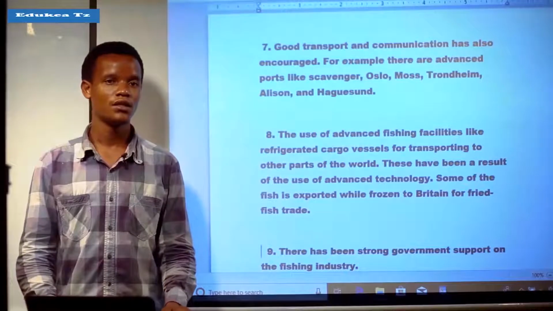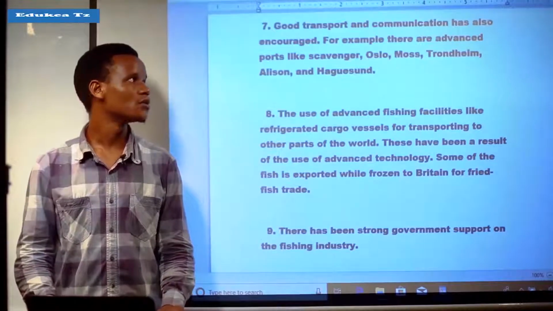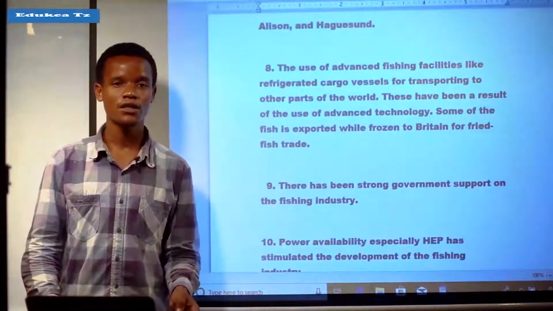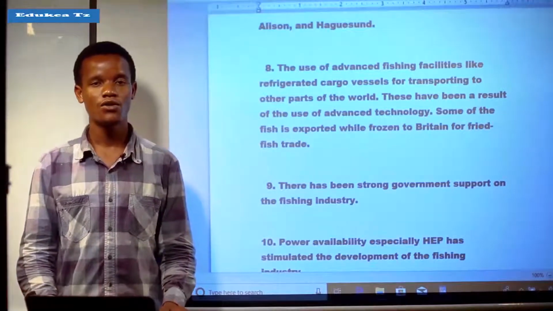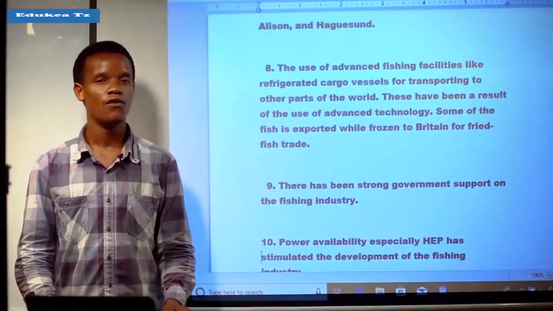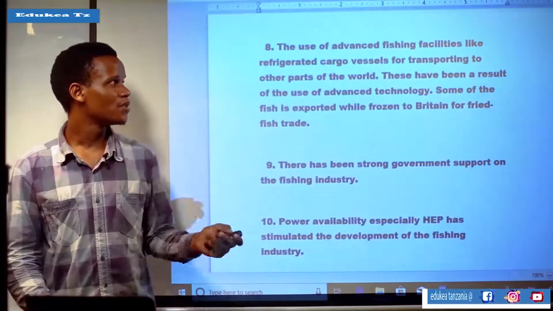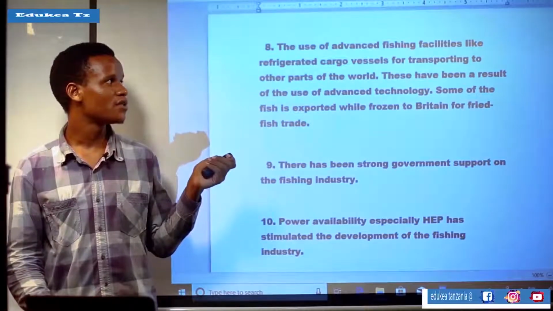So transport and communication also encouraged and hence led to the development of fishing in Norway. So the point to note here is that transport and communications also act as the driving force for the development of fishing in Norway. Another point is the use of advanced fishing facilities.